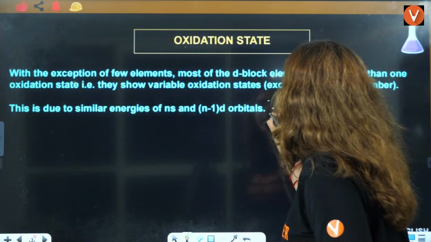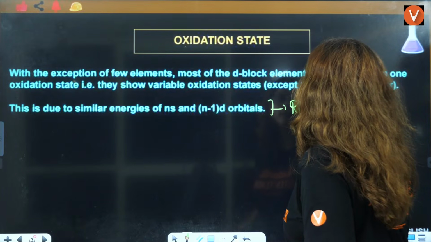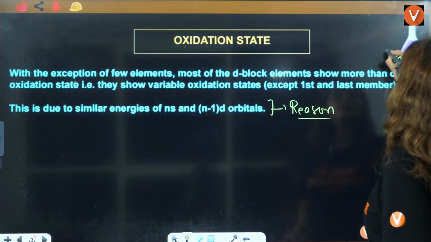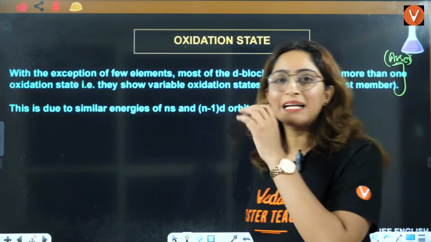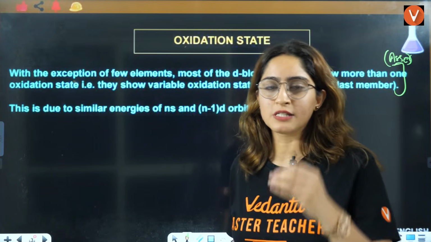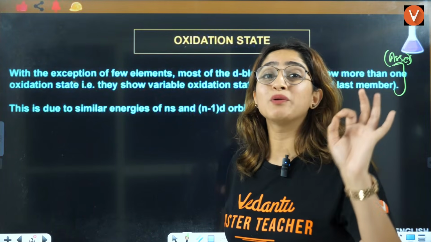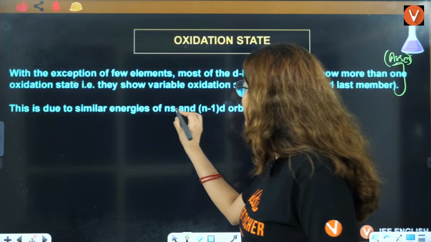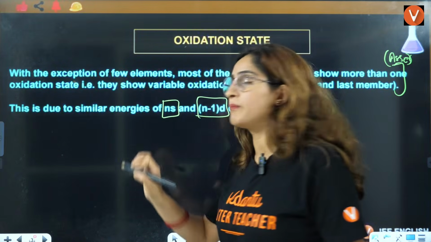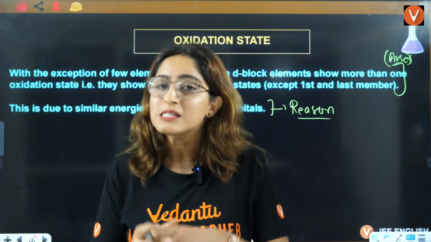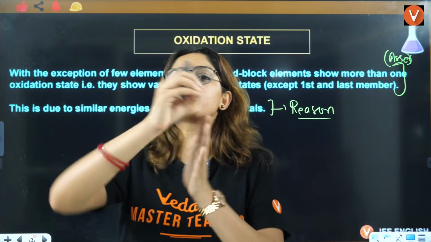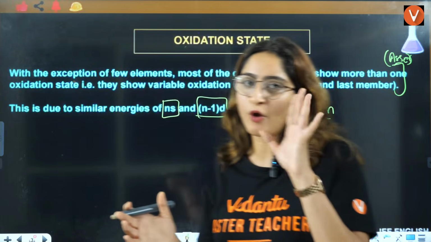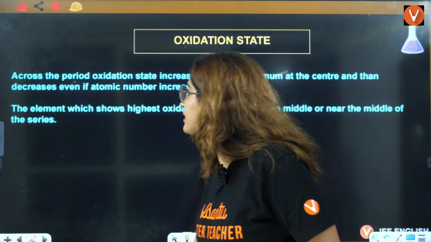The reason behind the variable oxidation state, this can be the assertion that they have given you: d block elements have variable oxidation state. Reason they have given you this and that. So what will be the correct reason here? The correct reason is due to similar energy of (n-1)d and ns orbitals. Because of the similar size of these two orbitals, electrons can travel from ns to (n-1)d. That's why they will have variable oxidation state, so that is going to be the reason behind that.